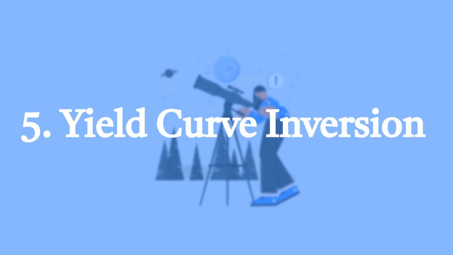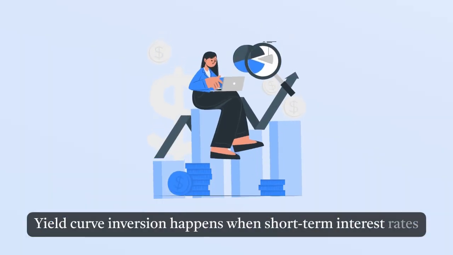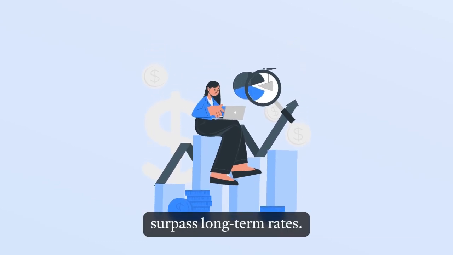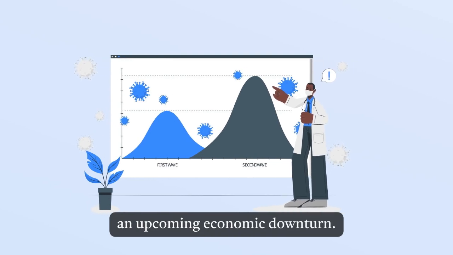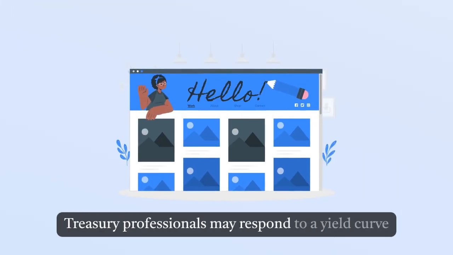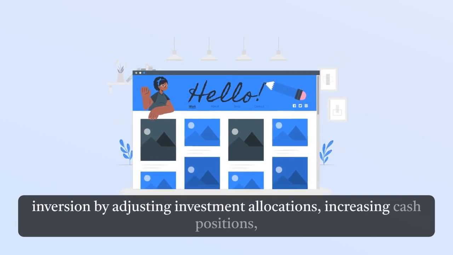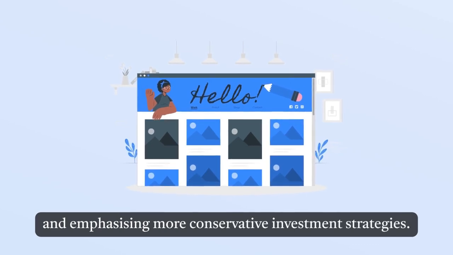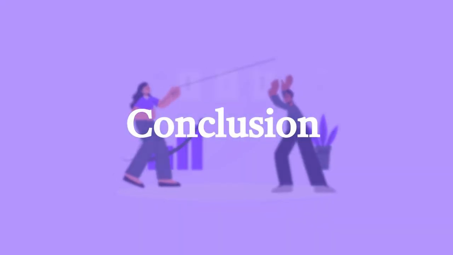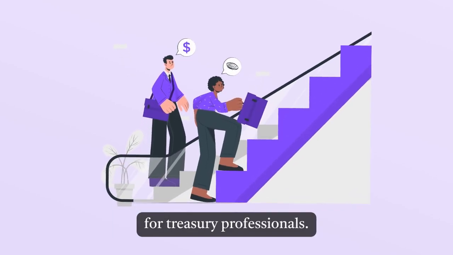5. Yield curve inversion. Yield curve inversion happens when short-term interest rates surpass long-term rates. This is often seen as an indicator of an upcoming economic downturn. Treasury professionals may respond to a yield curve inversion by adjusting investment allocations, increasing cash positions, and emphasizing more conservative investment strategies.